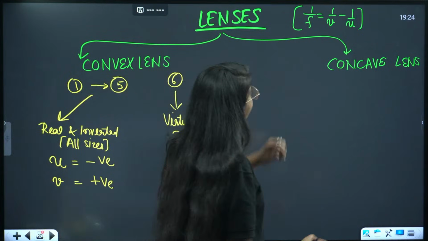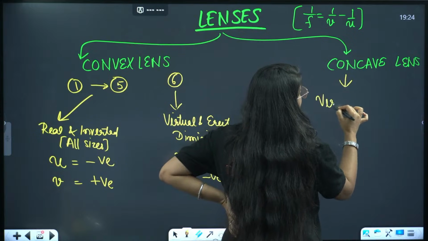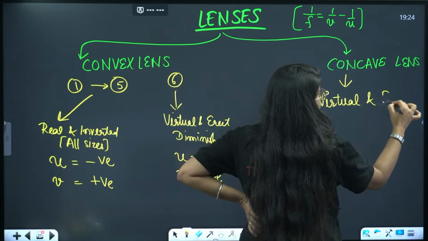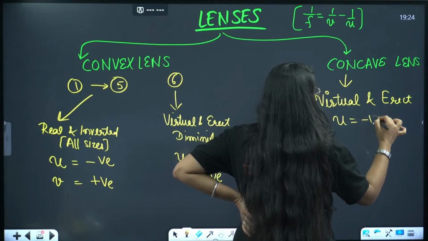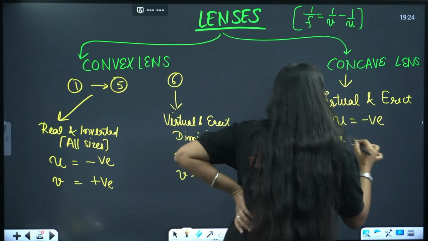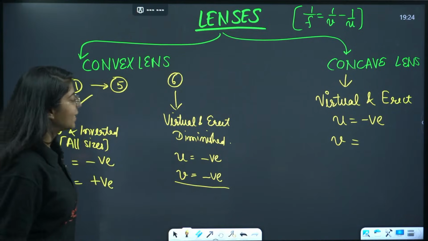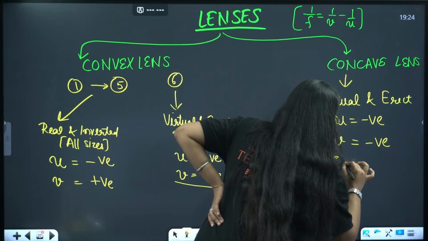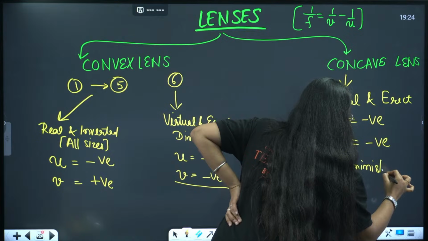Let's go here. In concave lens only one kind of image is formed, that is virtual and erect. Done. So what will be u? U will always be negative, and for virtual and erect, v is always negative. In this case, the image will always be diminished.